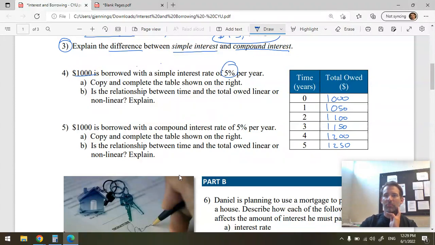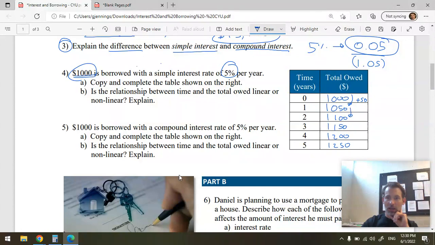Well, first I take 5% per year and convert it to a decimal, which is 0.05. It is not 0.5. That would be 50%. That would be 1/2. This is 1/20th. This is 5%. So that's the number that I'm multiplying by to find how much I'm adding. Or I can multiply by 1.05 to find the first one. But to be honest, use this one for simple interest. Find out that I'm adding 50 each time. 5% of 1,000 is 50, and I'm adding 50 every time.